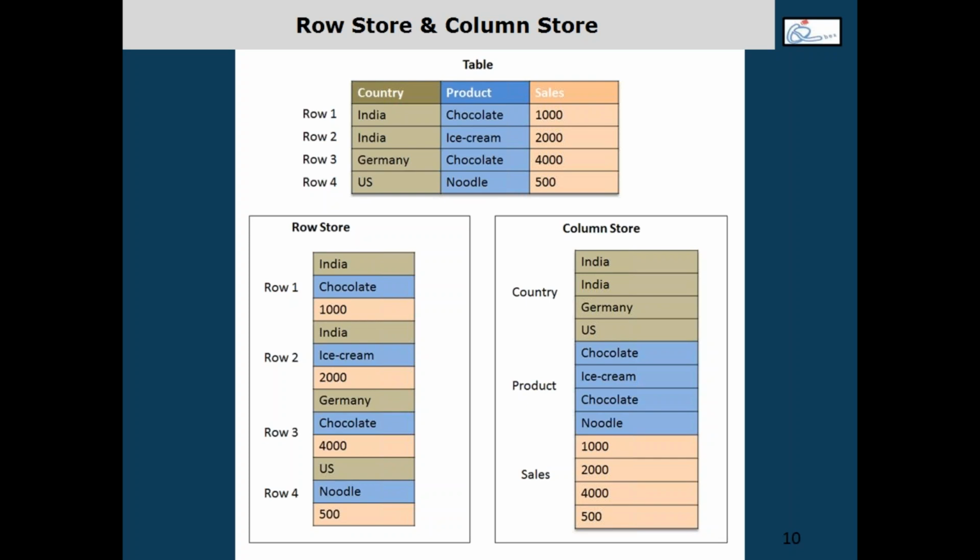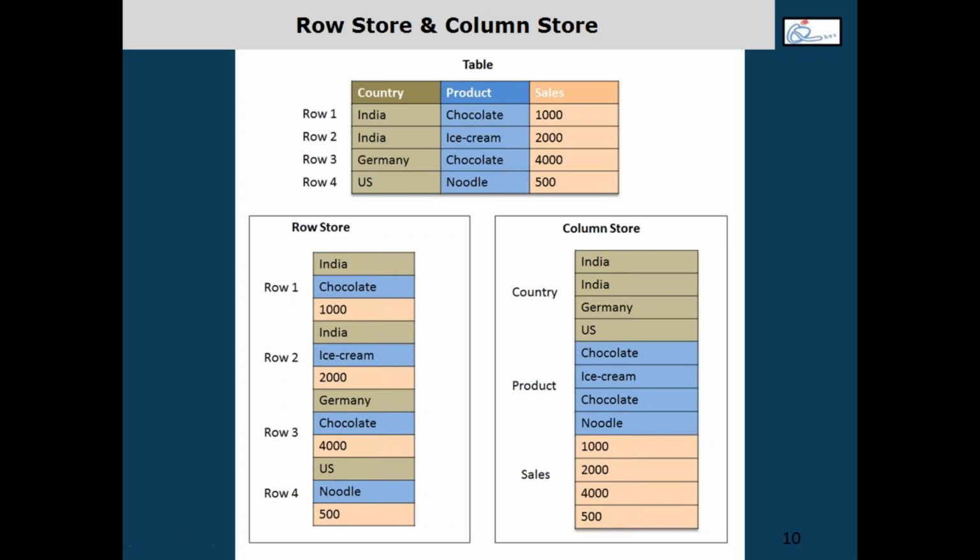Assume I'm trying to create a table with 3 columns: country, product, sales, as a row store table. If I create that as a row store table, in what mechanism does it store the data in the back end of the system, in the back end disk or whatever it is? Now look at this. If I created that as row store, each row is stored in one continuous memory location.